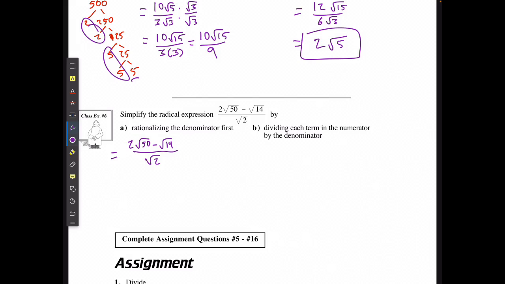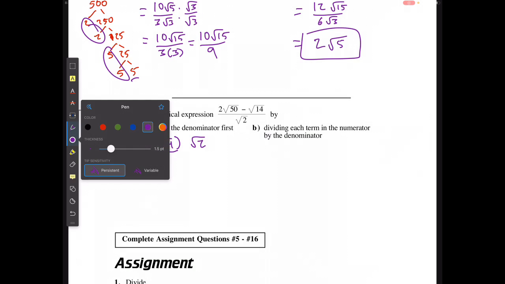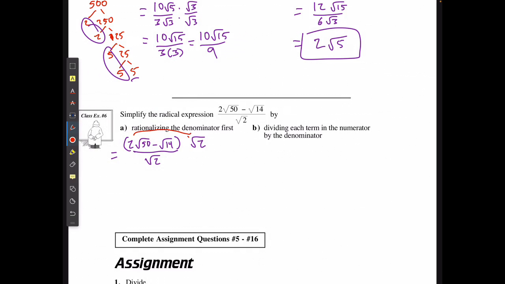Well, if I need to multiply the top and the bottom to rationalize the denominator by the square root of 2, I'm going to make sure I put brackets around here. And the reason for this is I need to know that I'm going to multiply the root 2 into both the terms that exist at the top using my distributive property. And I'm going to multiply the bottom by root 2 as well. So, in this case, I have 2 root 100 minus the square root of 28, all divided by 2.